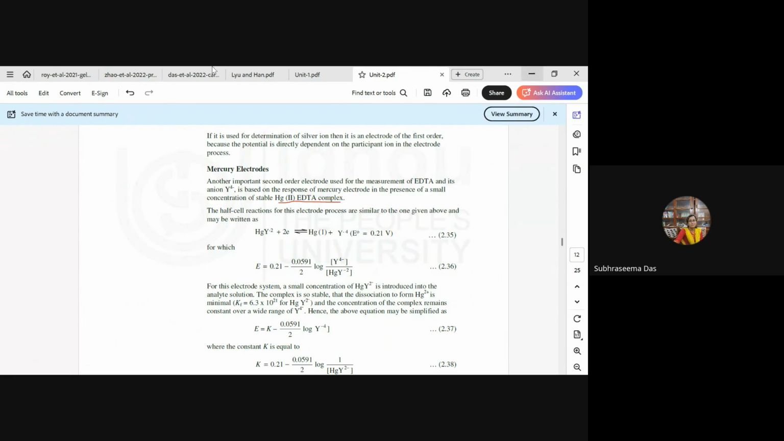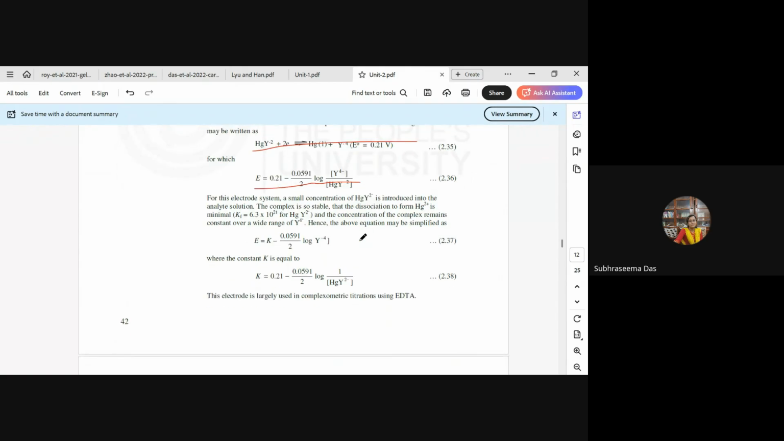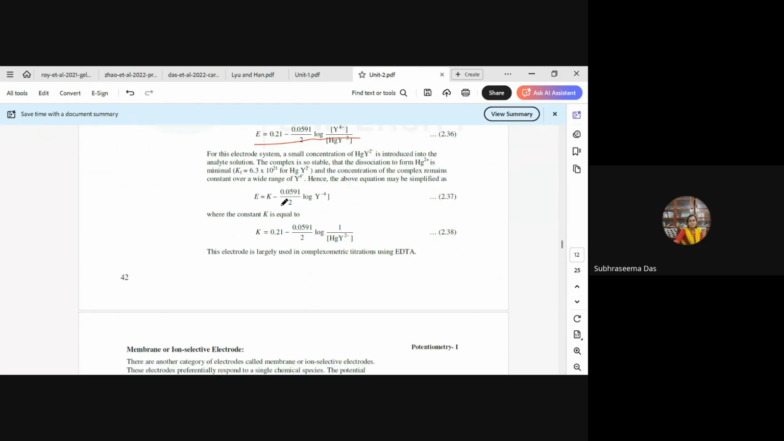The half-cell reactions can be written in equation 2.35, and for which the E can be calculated from equation 2.36. For this electrode system, a small concentration of HgY2- is introduced in the analyte solution. The complex is so stable that the dissociation to form Hg2+ is very minimal. So the above equation is simplified to equation 2.37, where this is the value of K, and this electrode is particularly used in complexometric titrations that involve EDTA.